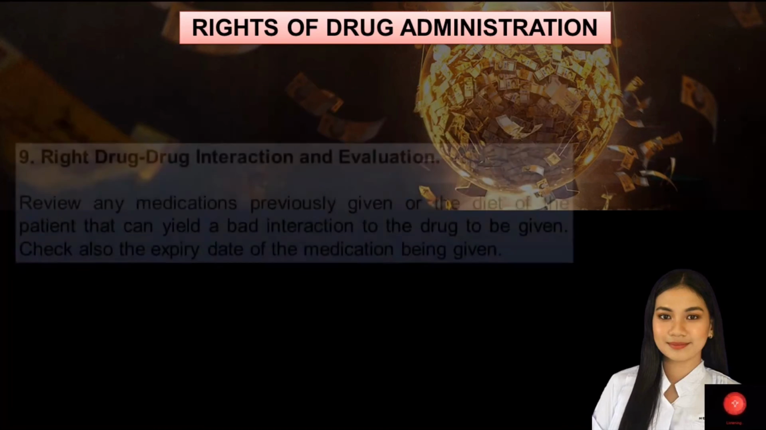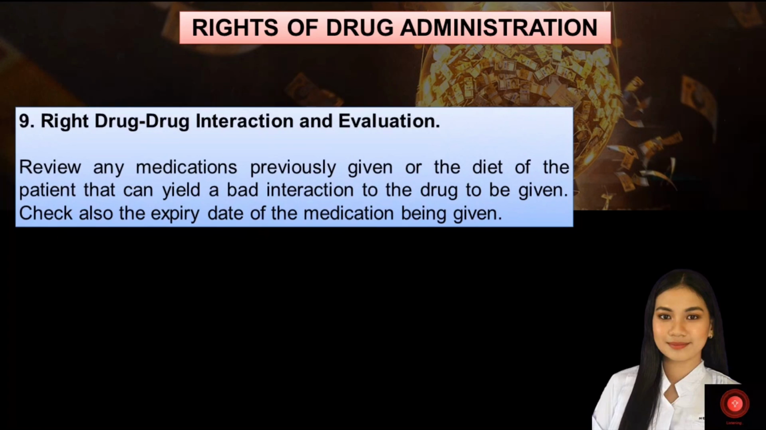Number 9, right drug-to-drug interaction and evaluation. Review any medications previously given or the diet of the patient that can yield a bad interaction to the drug to be given. Check also the expiry date of the medication being given. Check natin ano ba yung mga binigay dati na gamot sa patient or yung diet ng patient. Kasi may mga gamot na hindi pwedeng mapagsabay talaga dahil mayroong bad interaction na magaganap. And also, check natin yung expiry date.